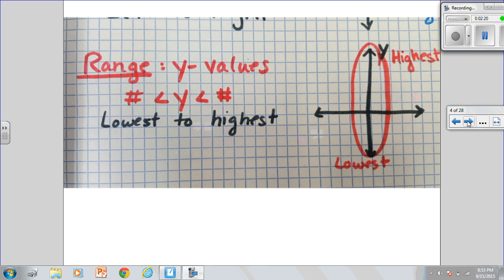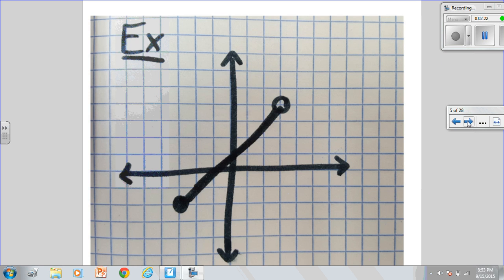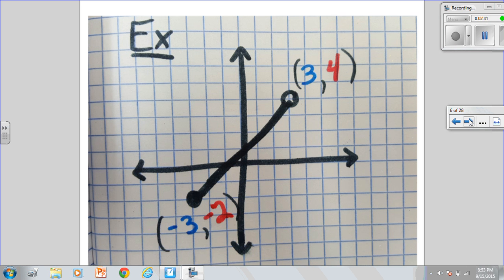Okay, so here's the first example. Go ahead and copy this down, please. I'll give you a little bit of time. We have a graph with a closed circle on the left side or the bottom, and an open circle on the top and on the right. So what I'm going to do first is label this. Go ahead and label this. Notice that I'm still keeping my colors consistent. So I have blue for domain, for the x's, and red for the range.